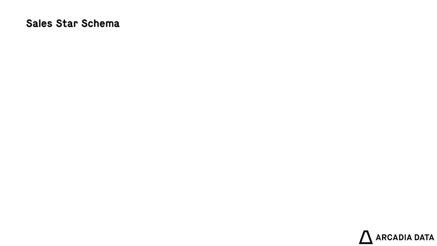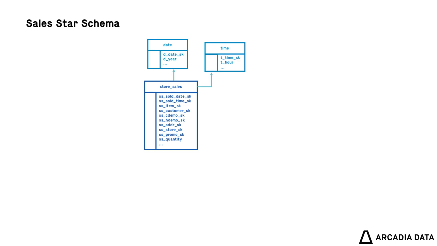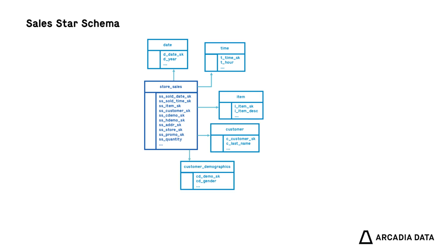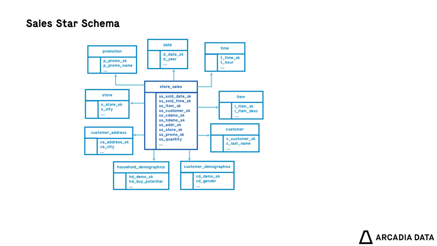Here we have a store sales fact table and 9 dimension tables: date, time, item, customer demographics, household demographics, customer address, store, and promotion. The store table describes the store, where it is located, number of employees, floor space, opening and closing hours, and so on. The item dimension table provides the information about the product sold at the store: product description, category, sales price, wholesale price, supplier, and so on.